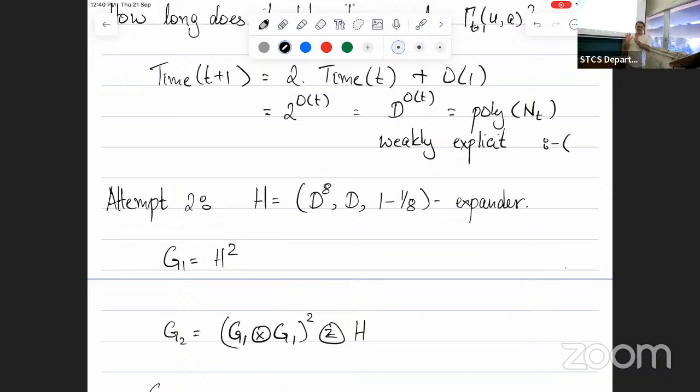Okay, let's just make sure that the compatibility works. And I want to claim that this is now going to be on d to the power 16 vertices. The degree is again going to be d squared and something.